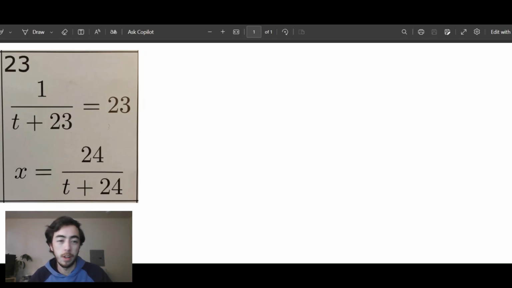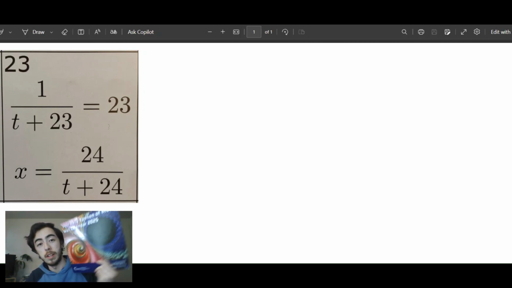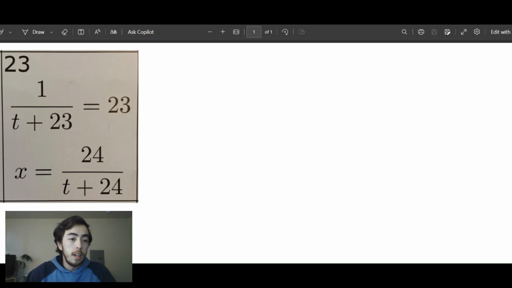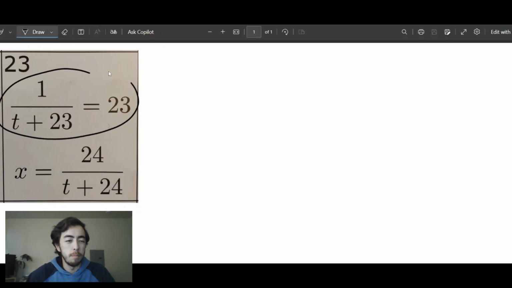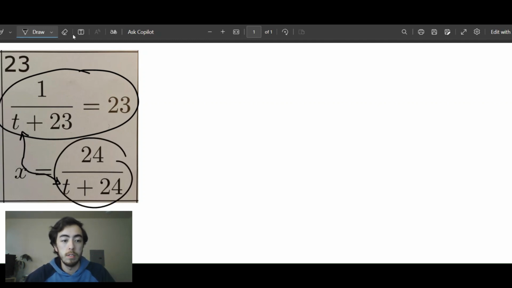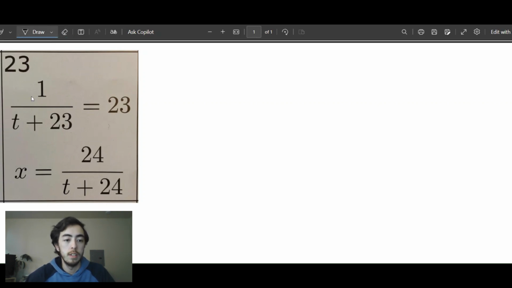It's April 23rd, and we're solving problem number 113 from the Daily Epsilon calendar. I have this first equation here that tells me maybe what this value t is. Once I figure out what t is, I can plug it in here, and then apparently this is the number 23. Because usually in these problems with no instructions, you're supposed to solve for x.